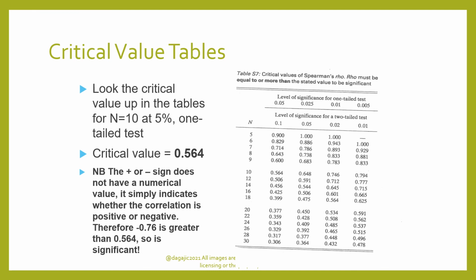When we look at the table, if you look at a one-tailed test for 5% with 10 participants, you can see there 0.564. One thing to remember though is the sign, because remember we found a negative correlation, minus 0.76. That sign, when it comes to correlation coefficients, doesn't have a numerical value. It simply indicates whether the correlation is positive or negative. Therefore, 0.76 is greater than 0.564. I've often found students get confused and think, well, it's a minus number, surely it's less than. But remember, that minus is only telling us it's a negative correlation.